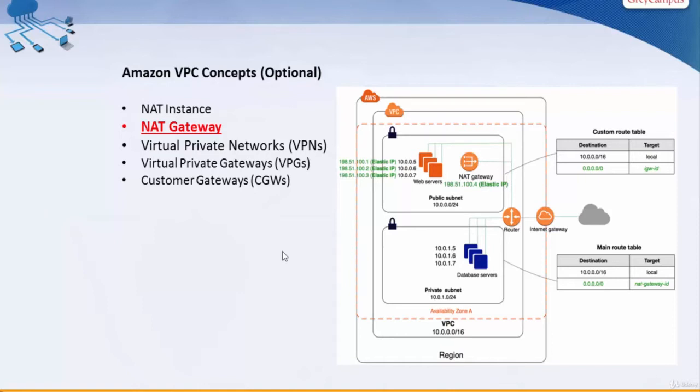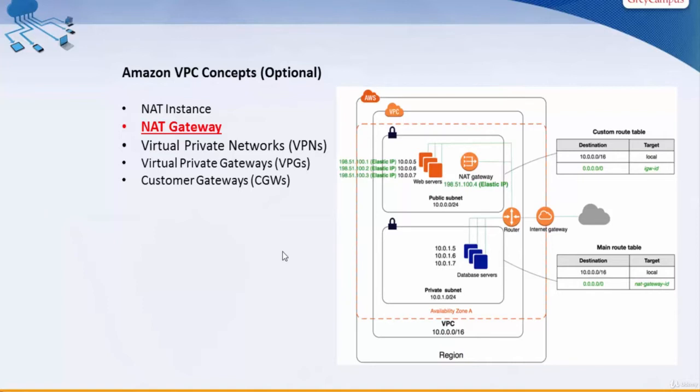NAT instance is an EC2 computer or an EC2 VM or an EC2 instance that's running that service, whereas NAT gateway is a managed service by Amazon where we don't get to manage it. Amazon manages it for us and we only get to use it as a service.